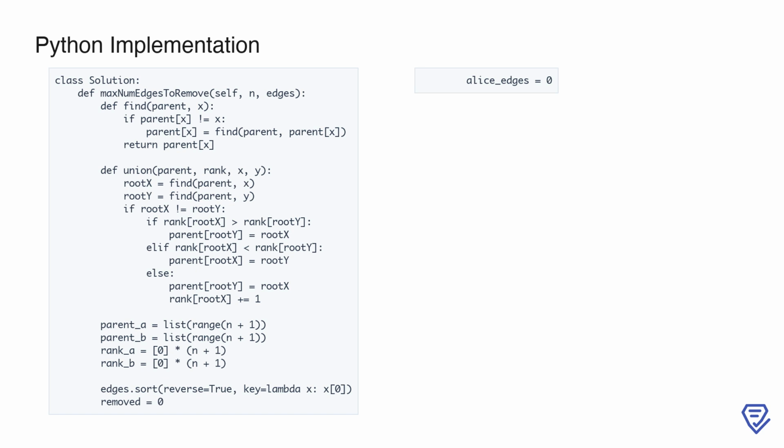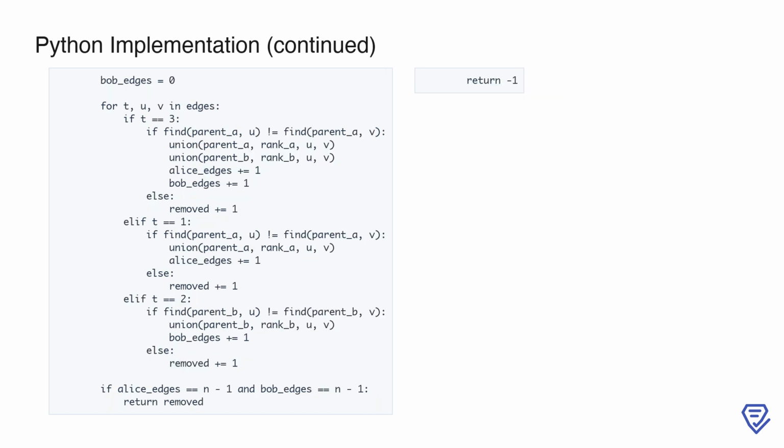Finally, we initialize the removed counter to track the number of edges we discard, and Alice_edges to count the edges included in Alice's graph. We now initialize Bob_edges to track the edges included in Bob's graph. We iterate through the sorted edges, examining their type and endpoints.